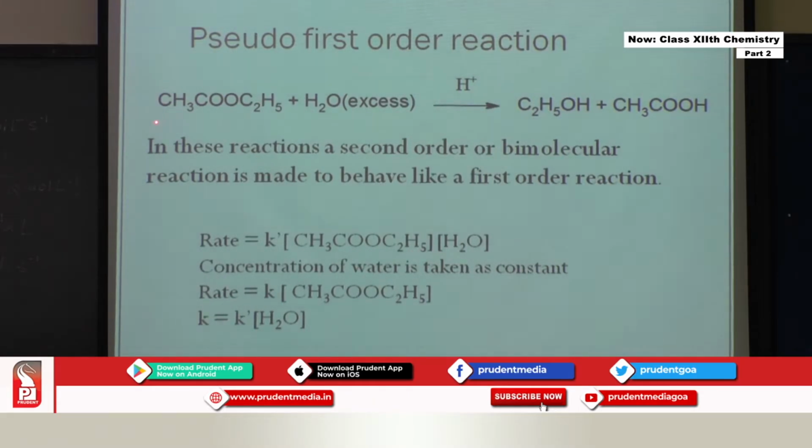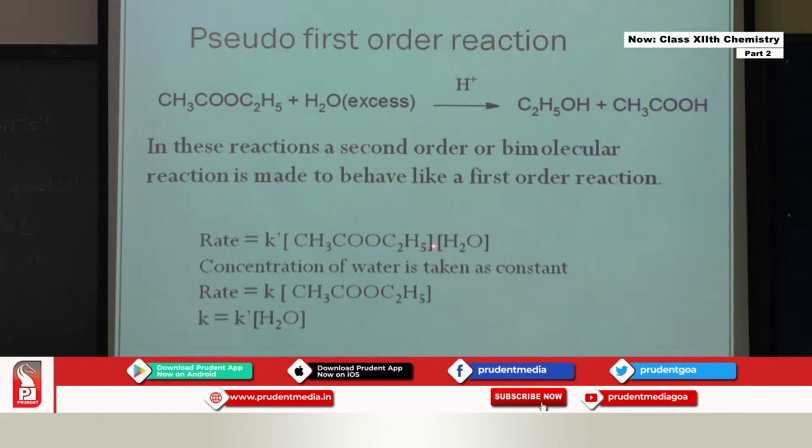Now, since 1 mole of ethyl acetate is reacting with 1 mole of water, we would raise these concentration terms by 1 and 1, which I have not written because it has to be assumed that it is 1 when it is not written. Now, the concentration of water is taken as a constant. The reason is because in this reaction water is taken in excess. So, the overall rate will not depend upon the change in the concentration of water because it is taken in excess. It would depend upon the change in the concentration of ethyl acetate.